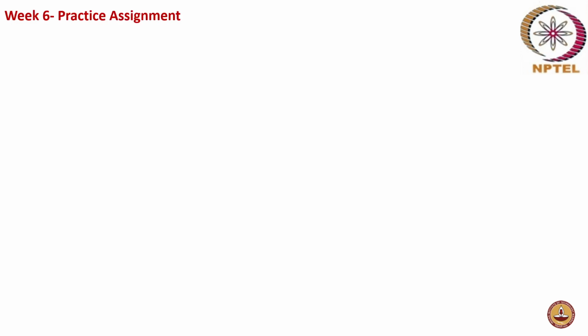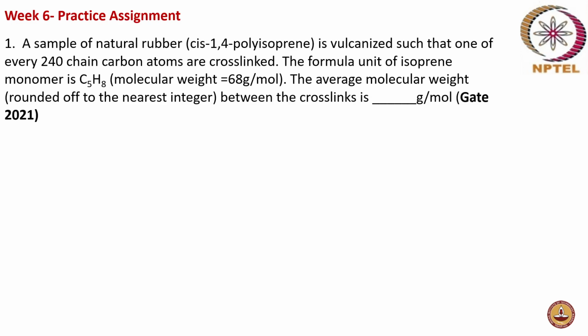Okay, now let's get on to the practice assignment session. Question number 1: a sample of natural rubber, cis-1,4-polyisoprene, is vulcanized such that one of every 240 chain carbon atoms is cross-linked. The formula unit of the isoprene monomer is C5H8, and the molecular weight of this isoprene monomer is 68 gram per mole. So what is the average molecular weight between the cross-links? This is a very recent GATE question, GATE 2021.